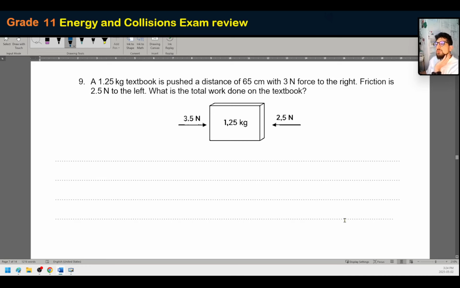A 1.25 kilogram textbook is pushed a distance of 65 centimeters with a 3 newton force to the right. Friction is 2.5 newtons to the left. What is the total work done on the textbook?